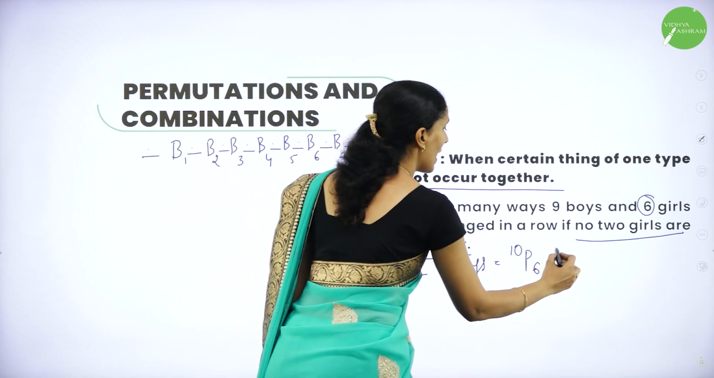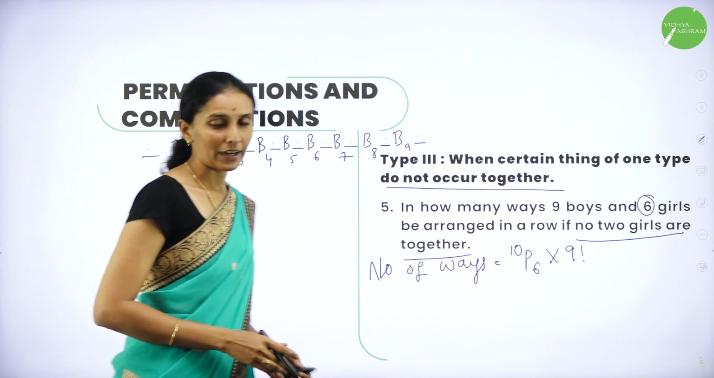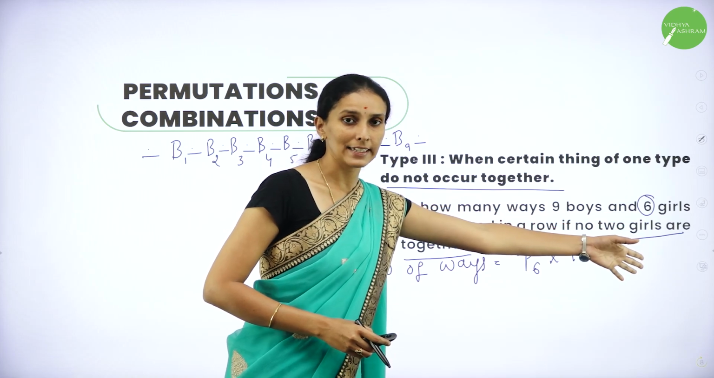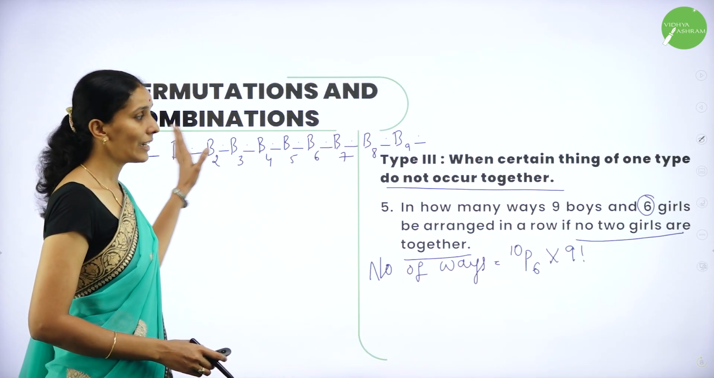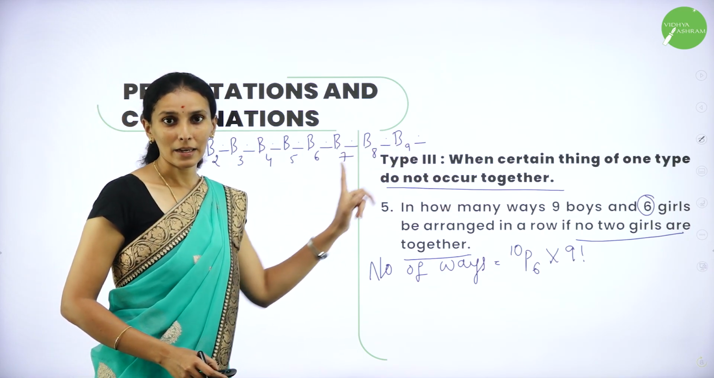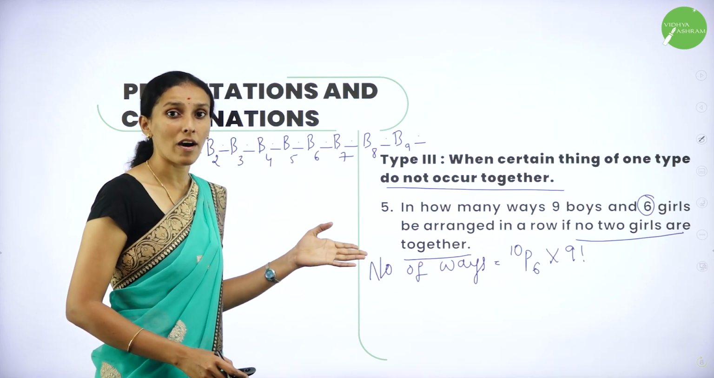Therefore, it is 9 factorial. I'll explain once again. So we have 9 boys and 6 girls where no 2 girls are together. So we have 9 boys. Girls must occupy the places in between the boys because no 2 girls can sit together or stand together.